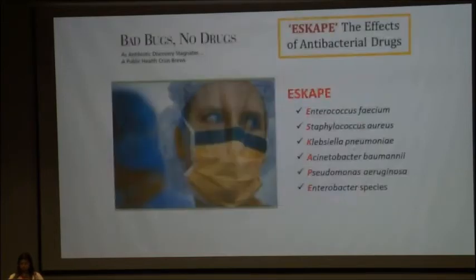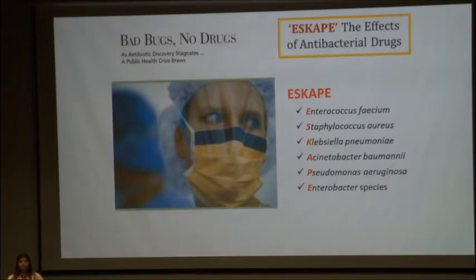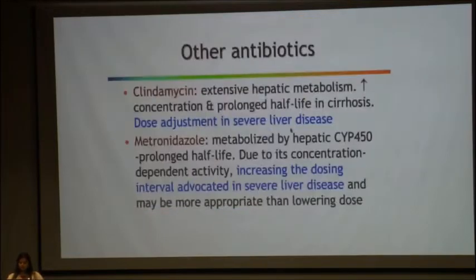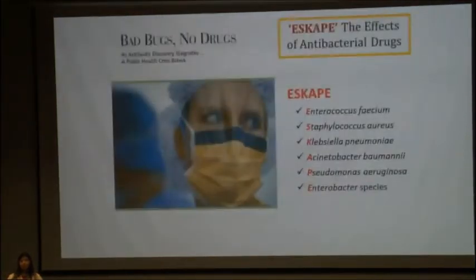So why is it important to know the liver function and also the antibiotic activity? Because definitely we have these bad bugs and we have no drugs for them, especially the ESCAPE pathogens, that is the Enterococcus, Staphylococcus aureus, Klebsiella pneumoniae, Acinetobacter baumannii, Pseudomonas aeruginosa, and Enterobacter species. I think these are the most commonly encountered pathogens everywhere now in the ICUs, and they usually escape the action of most of the antibacterial agents as well.